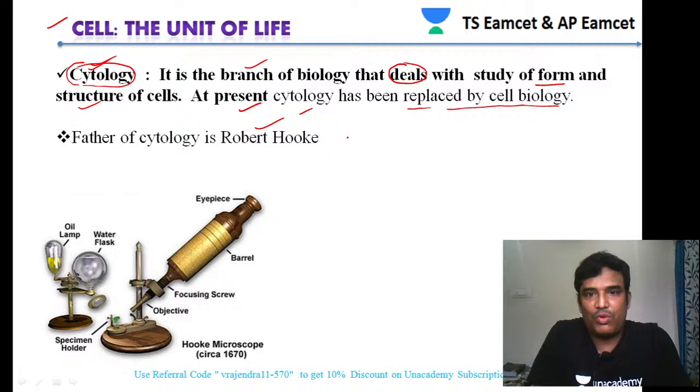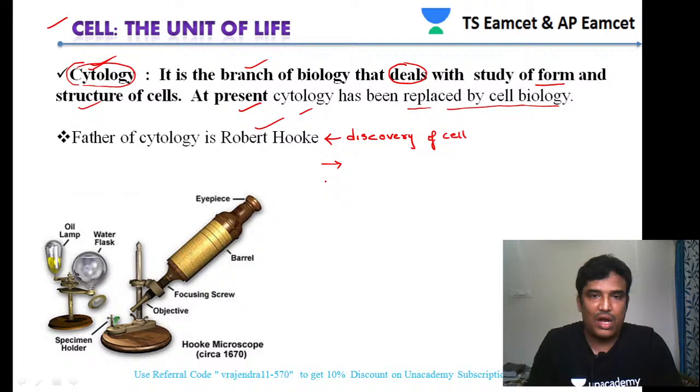The discovery of the cell, we see the importance. The cell was first discovered by Robert Hooke, no doubt about it. His discovery is related to a dead cell. He discovered the cell in dead cells.